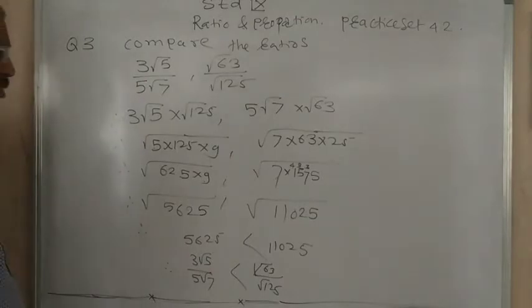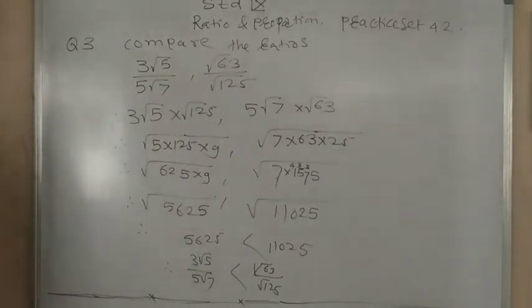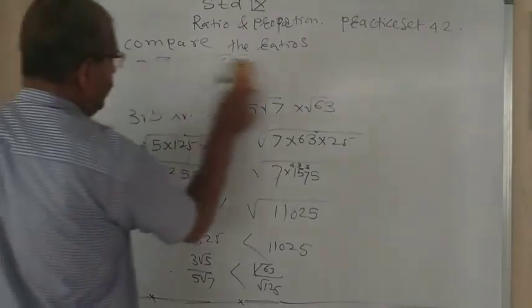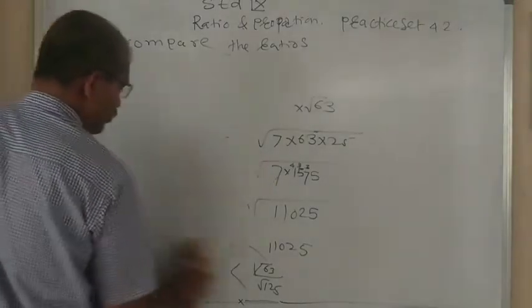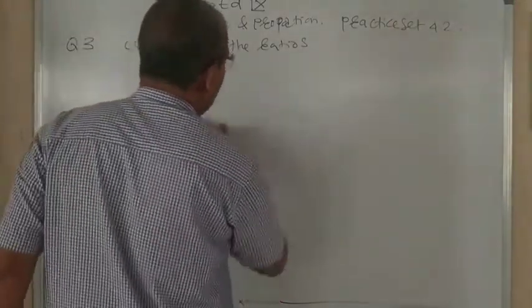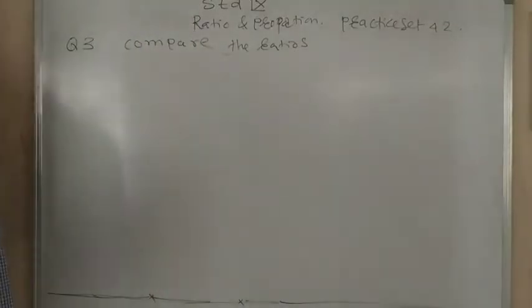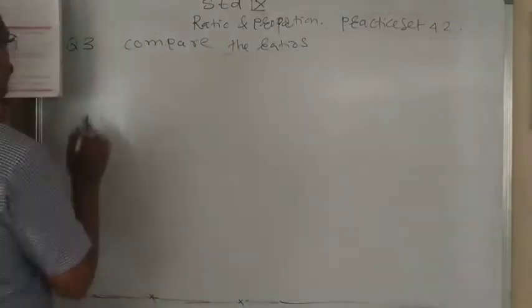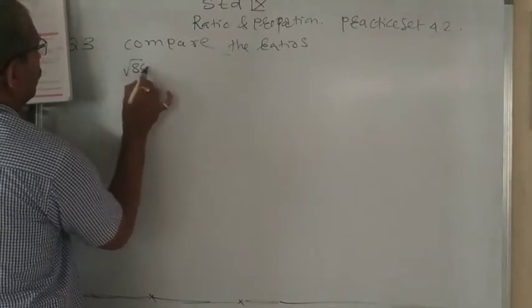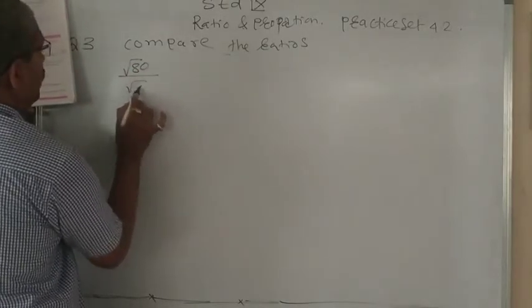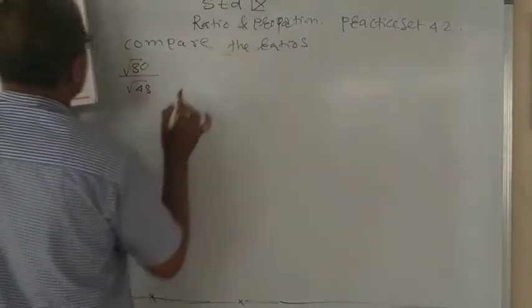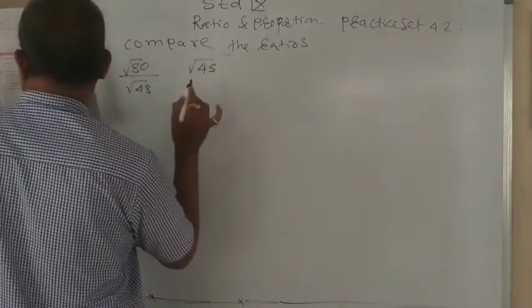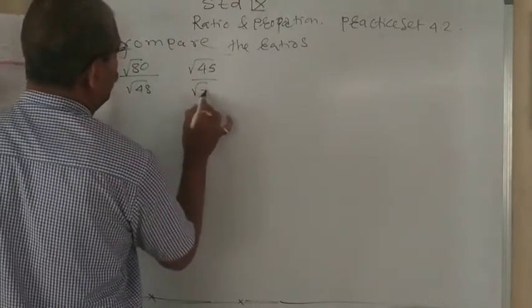Similar way, you can solve remaining questions. Now, again, we can take many questions. So, I am going to take one more question, number 4, which is like this, and the rest of the 2 questions are for your homework. Now, root 80 upon 48, and here root 45 upon root 27.